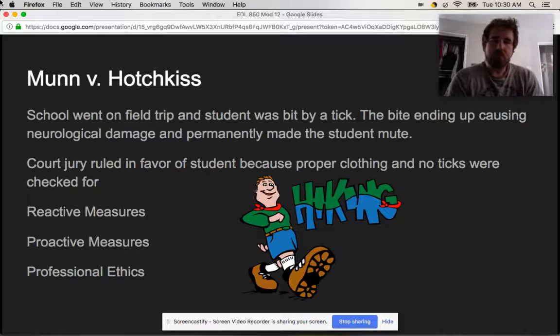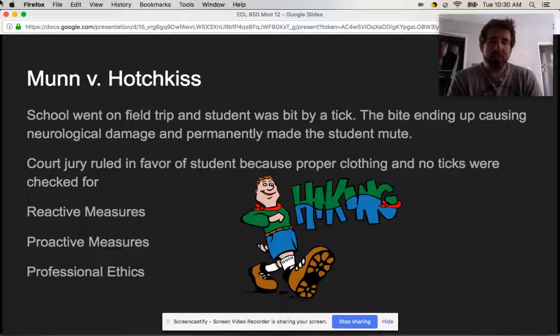Next one we've got is Munn versus Hotchkiss, one I looked up online. The school went on a field trip and the student was bit by a tick. The bite ended up causing neurological damage to the student and then permanently made the student mute. The student had no ability to speak anymore. They took the school district to court, and a court jury ruled in favor of the student because of negligent behavior, that proper clothing wasn't worn, and ticks weren't checked for because it was a pretty young group of students.